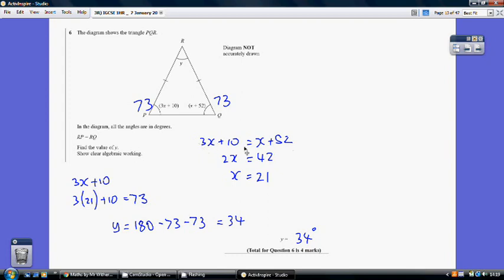Now to solve this, we just take away x from both sides and take away 10 from both sides, giving us 2x equaling 42, divide by 2 and we get x equaling 21. So we can then just substitute this 21 back into either here or here to work out the size of the base angles, which is 73. So both of these are 73. Now the angles in a triangle add up to 180, so to work out y, we're going to do 180, take away 2 lots of 73, which is 34 degrees.